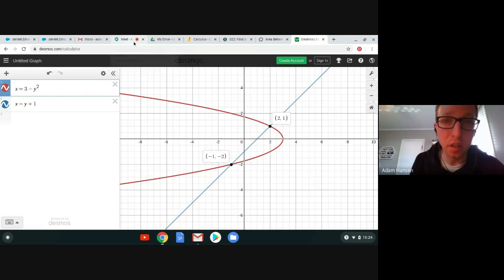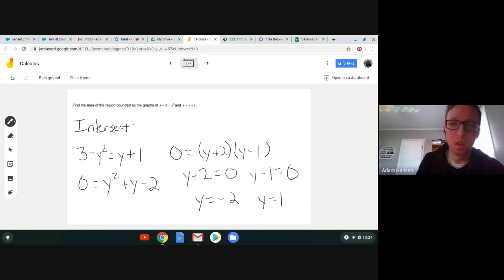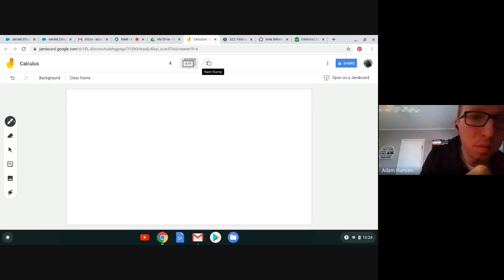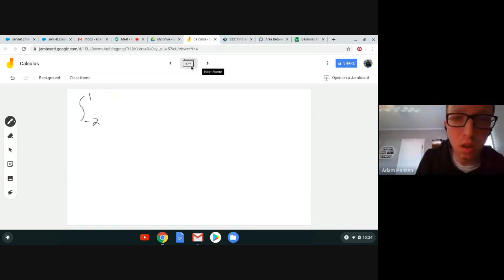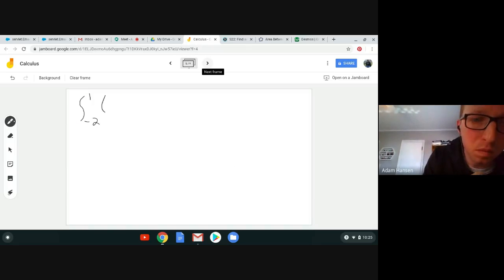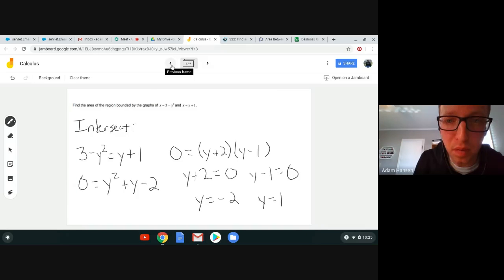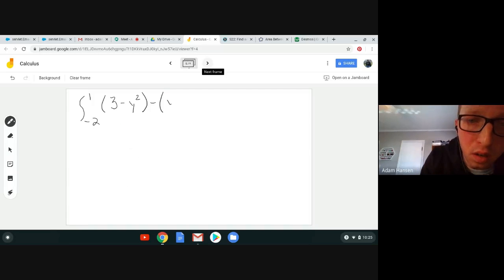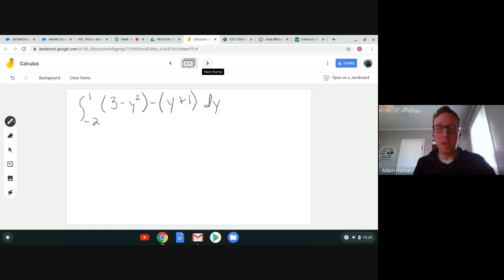So setting up this definite integral between negative 2 and 1, of which function minus what? Well, we just talked about that. Right minus left: 3 minus y squared, minus quantity y plus 1 dy. All right, that's pretty much the setup. I'll pause again.